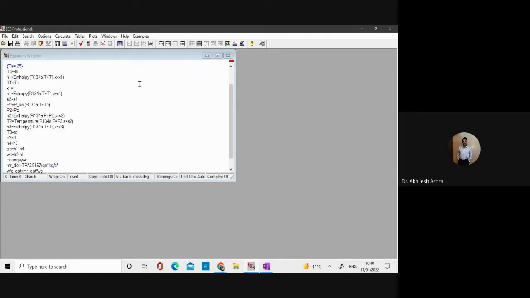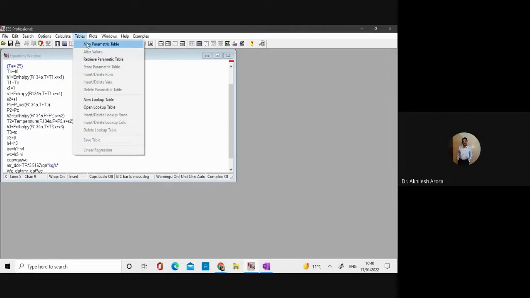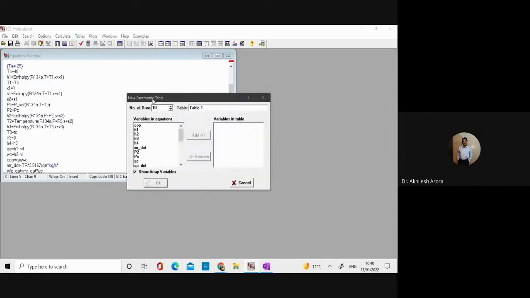Now I am going to tell you what I have to do. I have to go for tables. Here I will select new parametric table, and here I will select, say, 100 runs. I can go up to 9,999 runs, but I am just going for 100 runs. The first thing is I will choose that parameter which I have commented, for which I want to know the effect. So I will be choosing T from here.